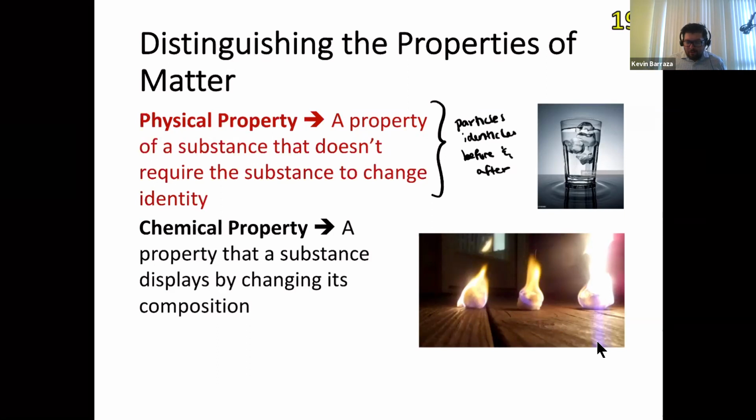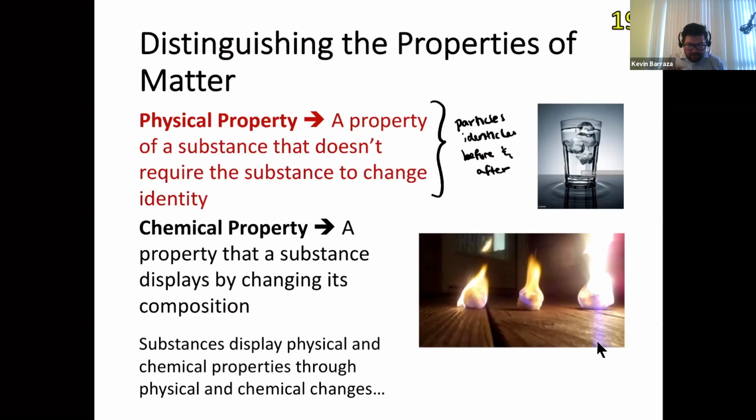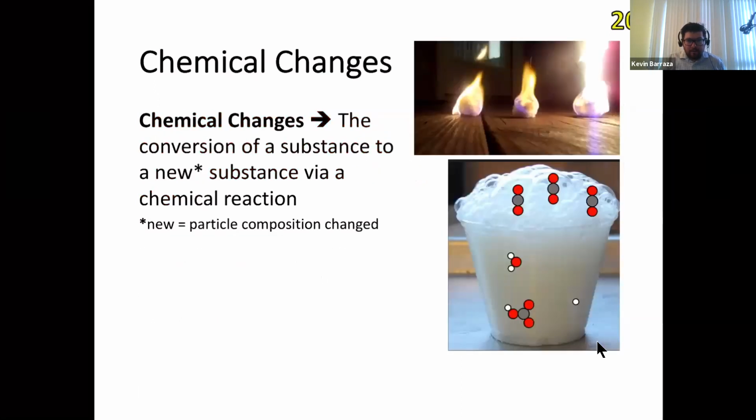It might be helpful to go through a few examples. I mentioned that the way we test physical properties is through changes. So that's exactly our next terminology. Substances display physical and chemical properties through physical and chemical changes. So what is that? A chemical change is the conversion of a substance to a new substance via a chemical reaction. And when we say new substance, we mean the particle composition has changed.